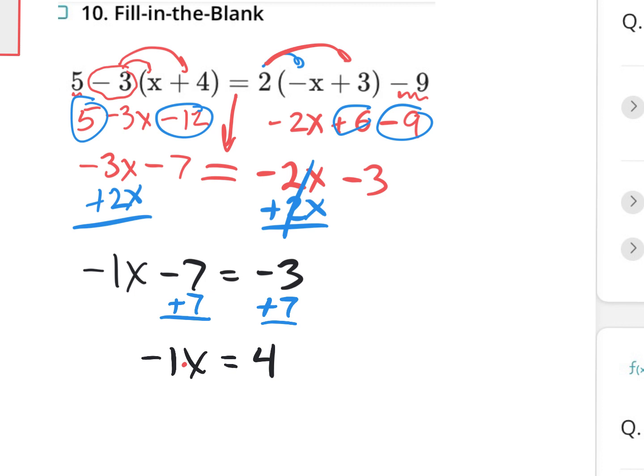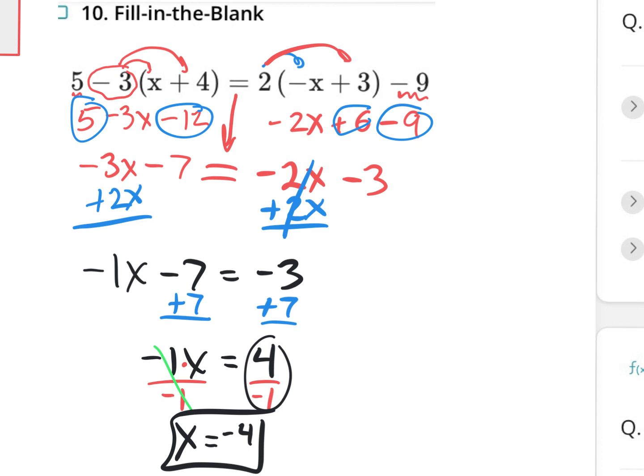In order to get rid of multiplication, you do the opposite of multiplication, which is division of that same exact value, negative 1. And of course, what you do to one side of the equal sign, you must do to the other side of the equal sign. So the negative 1's cancel out. I do have just x left over equals 4 divided by negative 1, that's negative 4. And that is our final answer for number 10.